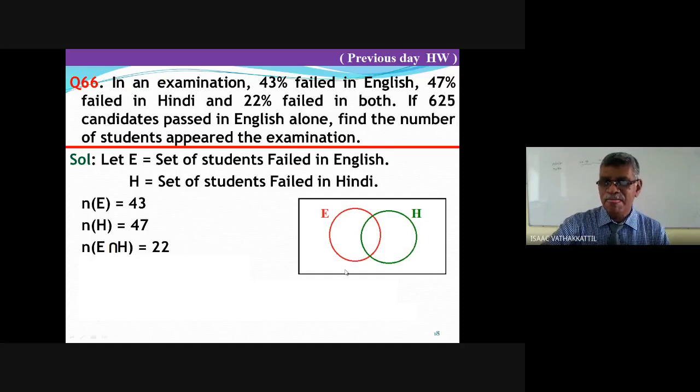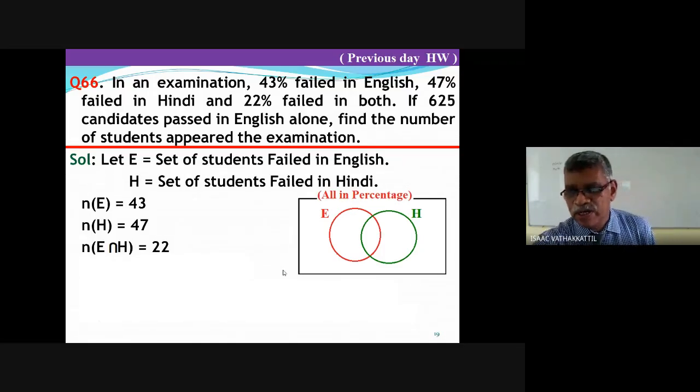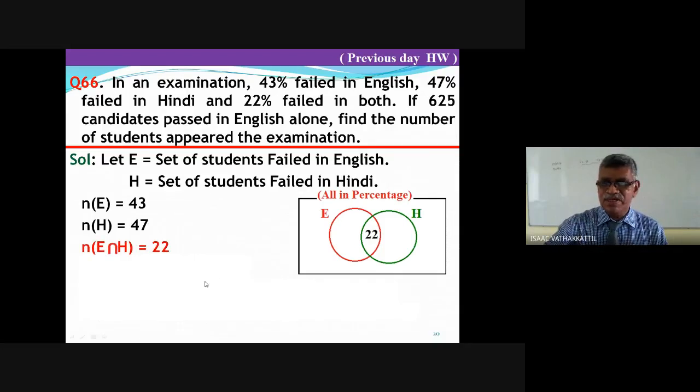Let me make the diagram. E, the red circle, is the set of students who failed in English. H, the green circle, is the set of students who failed in Hindi. All are in percentage. Further, we have the number of E intersection H. Where do I have to write this 22? In the common portion, E intersection H: 22.